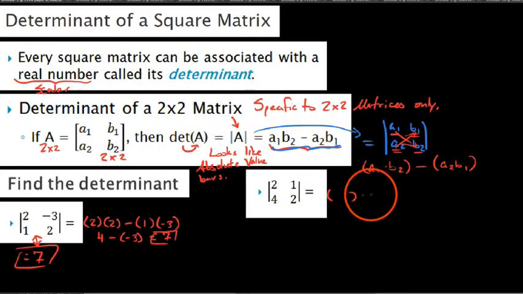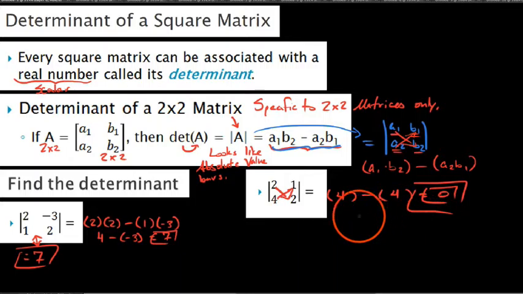I know it's the product of the main diagonal minus the product of the opposing diagonal, or our down diagonal minus our up diagonal. So we say our down diagonal here is 2 times 2, which is 4, and our up diagonal here is 4 times 1, so we get 4. And essentially we get 4 minus 4, which is 0.